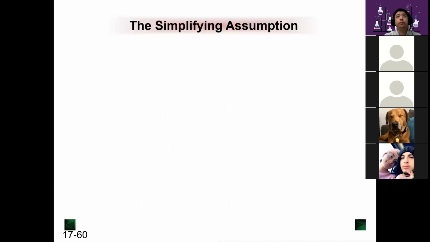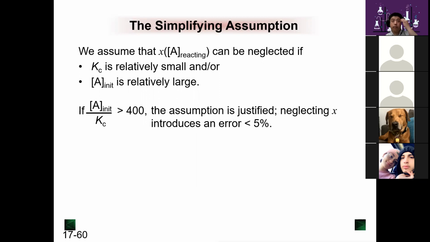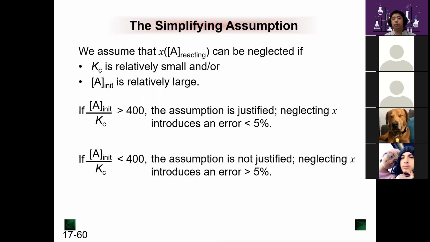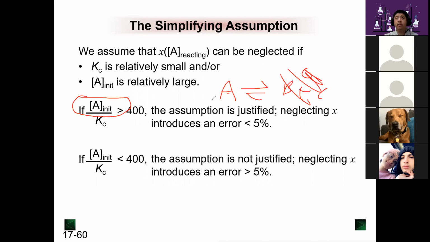Okay. So it's the same rule. It's still the 5% rule, but now it's just called the simplifying assumption. What you can do is take that initial concentration, whatever that one concentration is. Usually it's your A changing into your B and C, and these usually have 0, so you don't care about that. So whichever your initial concentration is, you put that over your Kc.